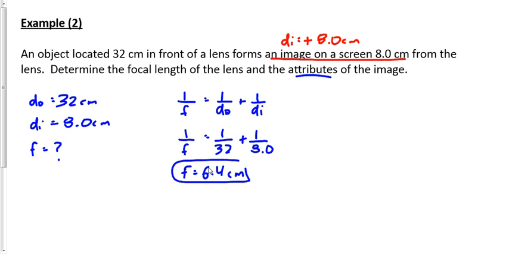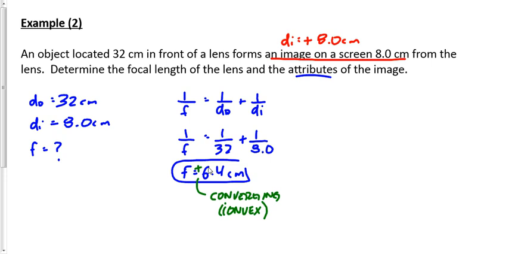Because we get a positive value of F, it just mathematically worked out to be positive, that tells us that we must have a converging lens, or a convex lens. Remember that a positive focal length goes with a converging lens and a negative focal length goes with a diverging lens. Now, real, virtual, inverted, upside down, right side up, bigger, smaller, what is it?